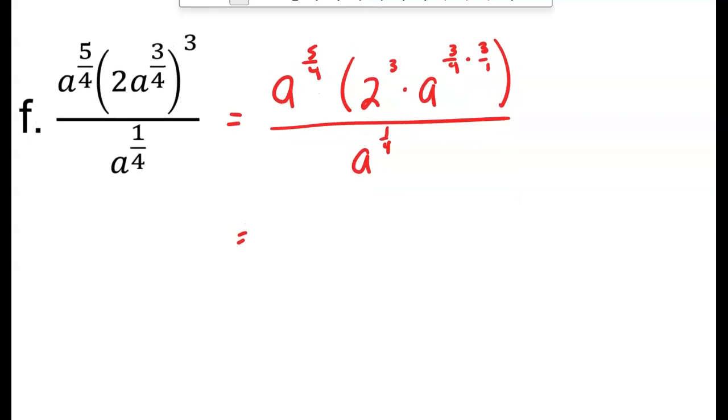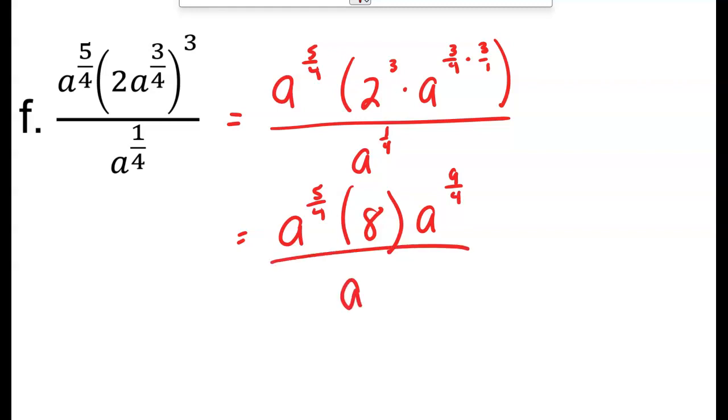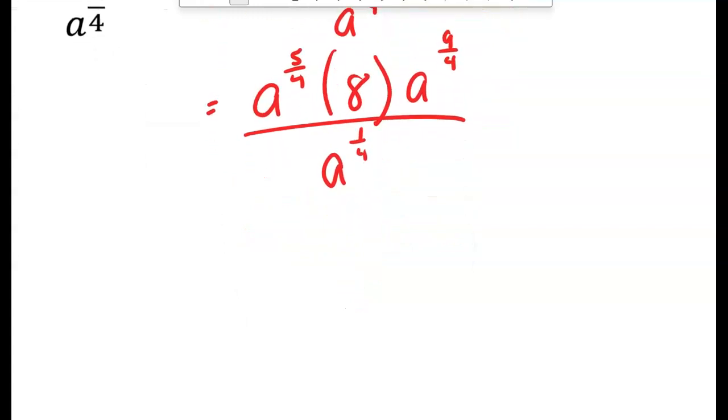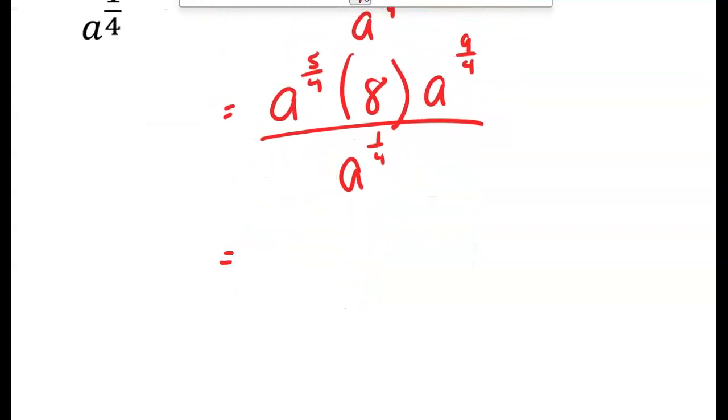All right, let's do some simplifying. We got a to the 5/4. I'm not going to do anything with that one yet. What's 2 cubed? A to the 3/4 times 3 over 1 is a to the what? 9 over 4. And I haven't done anything with the a to the 1/4 yet. All right, now should I start combining things? All right, what do we normally put first?